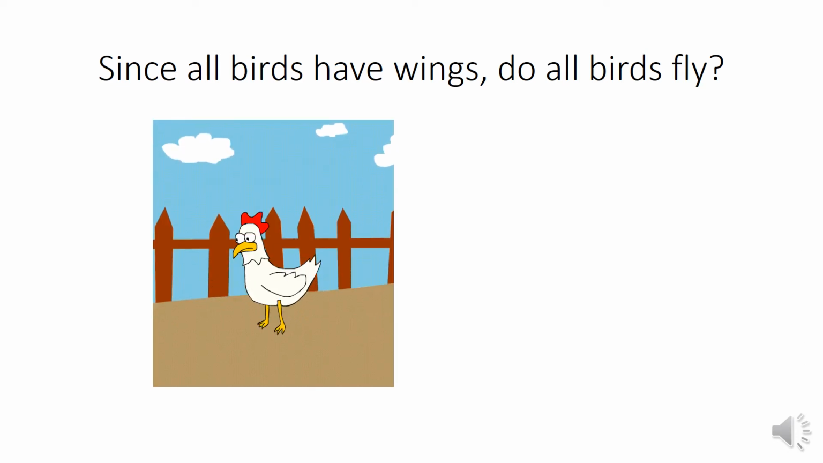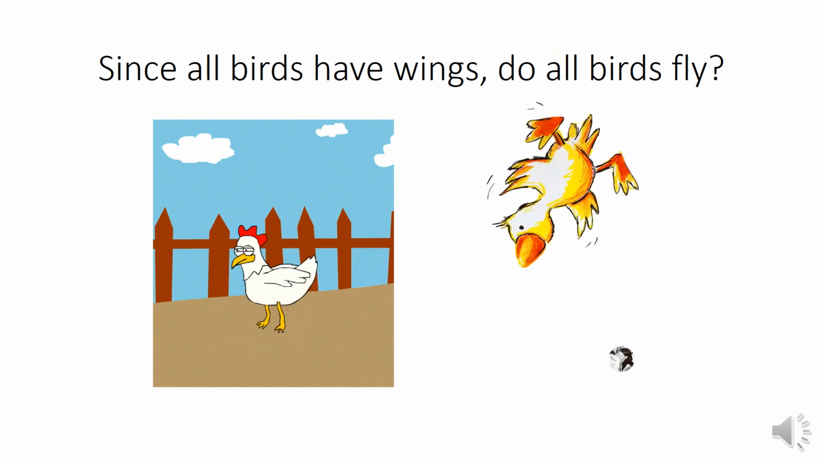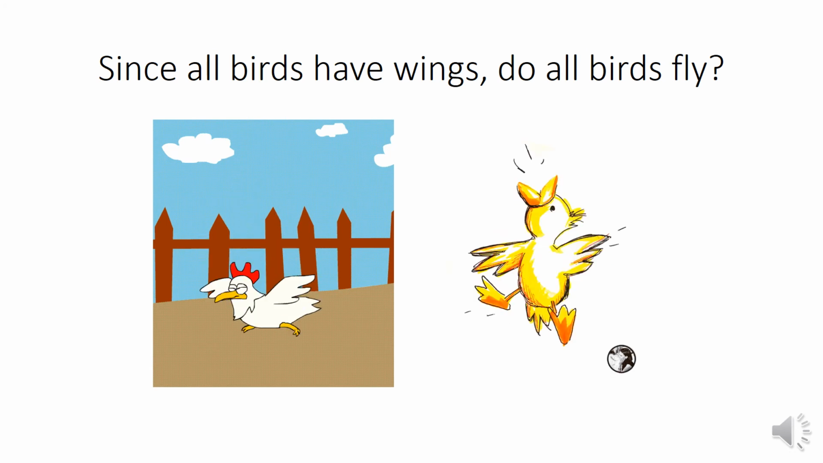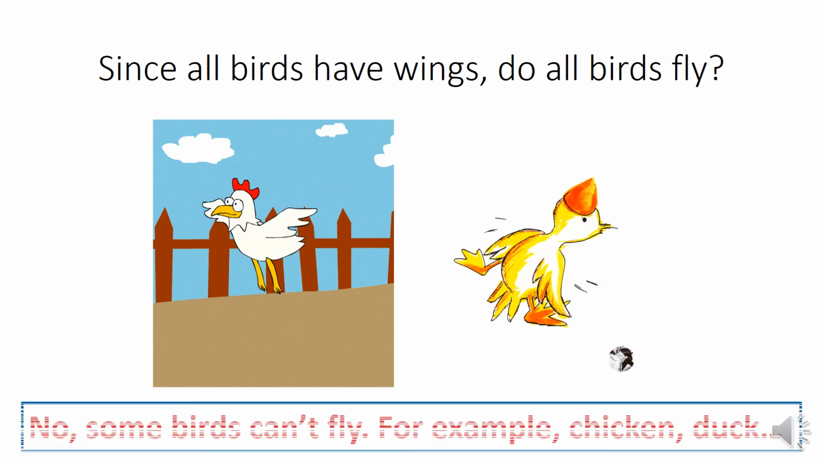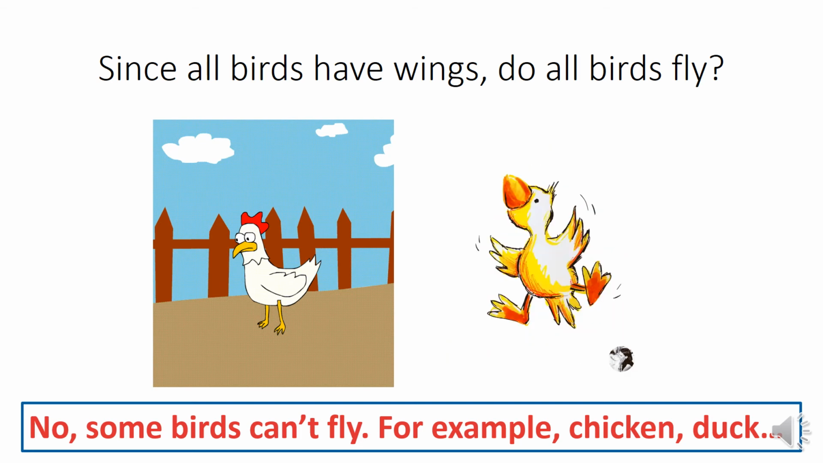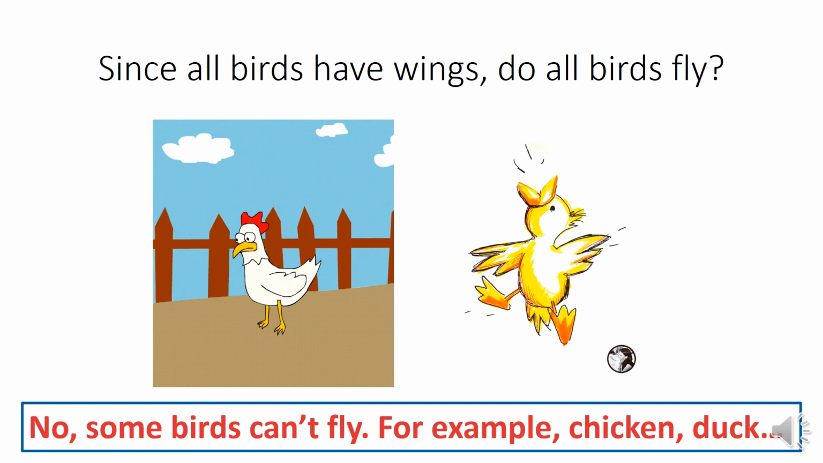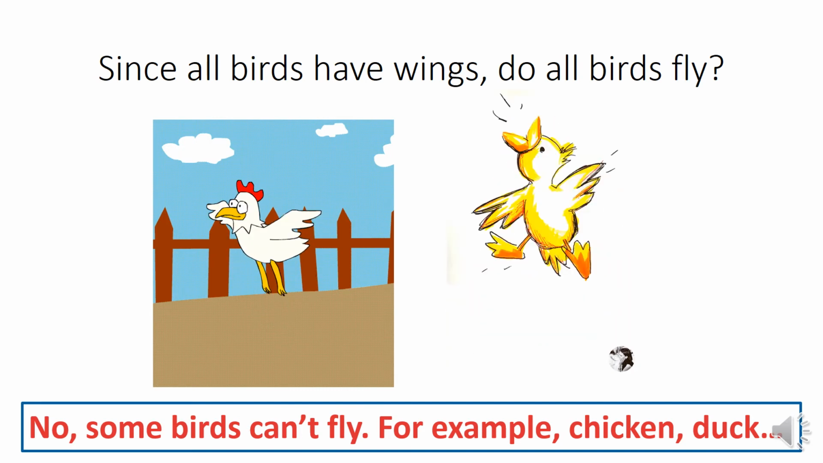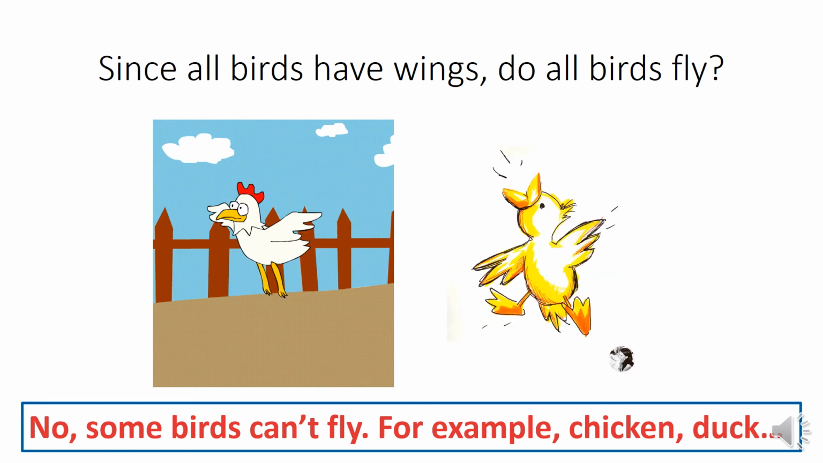Look at this chicken. It cannot fly. It's trying, but it cannot. How about this duck? It is also trying to fly, but it keeps falling. So, no, some birds cannot fly. For example, the chicken, the duck, the penguin, they cannot fly.